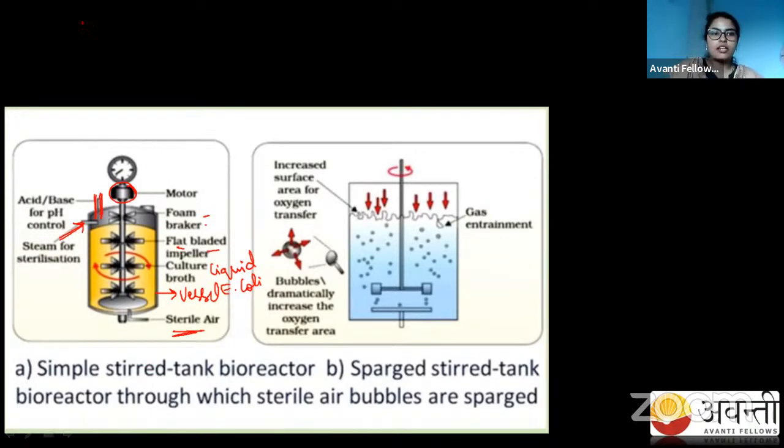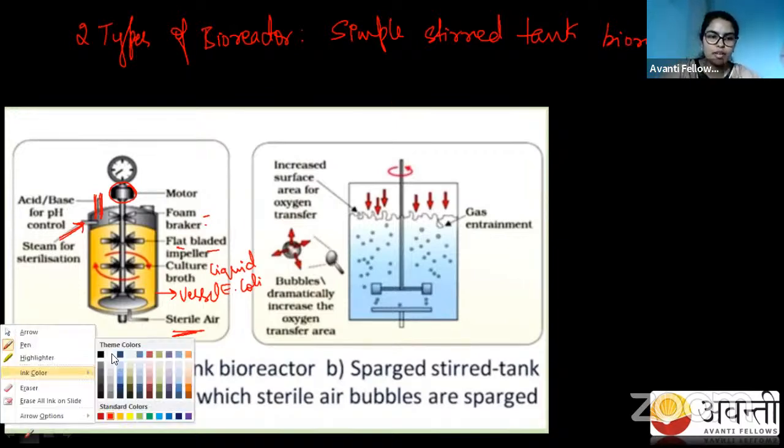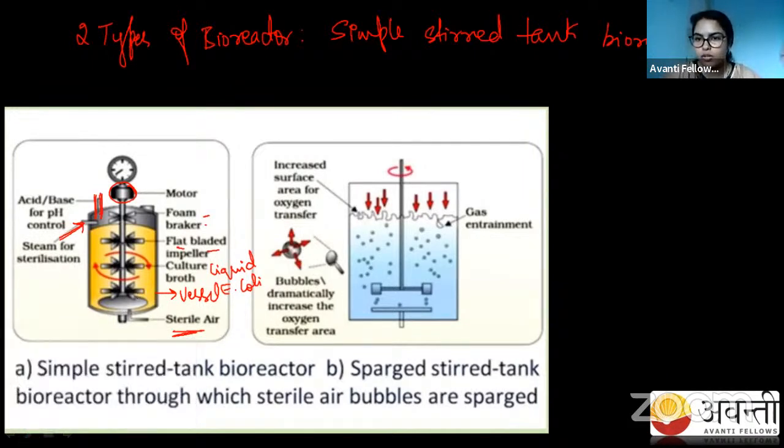Now, there are two types of bioreactors. Okay, so two types of bioreactors. So first type of bioreactor is very simple. The name itself has simple stirred tank bioreactor. Okay, stirred tank bioreactor. Okay, so here what actually happens is very simple. तो यहाँ पे क्या होगा बेटा? There is an impeller. कि एक तो bioreactor है. It is a tank. A tank because what? एक बड़ा vessel है.